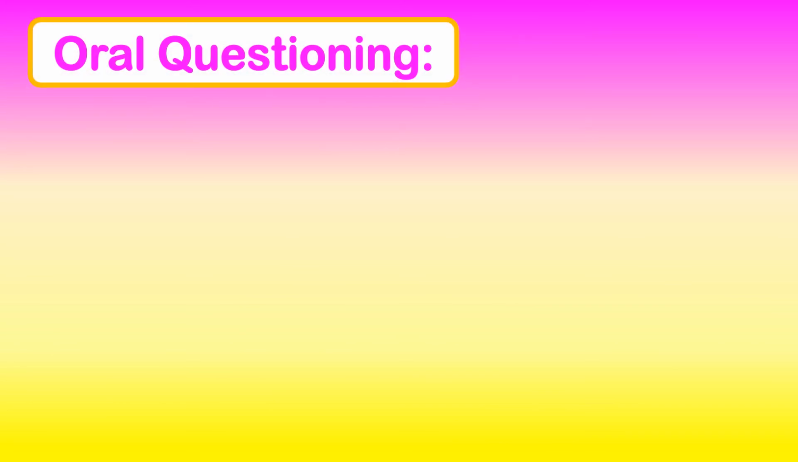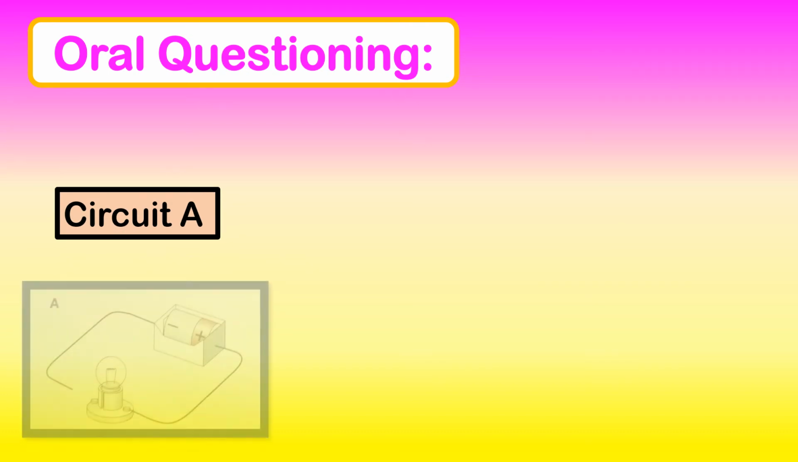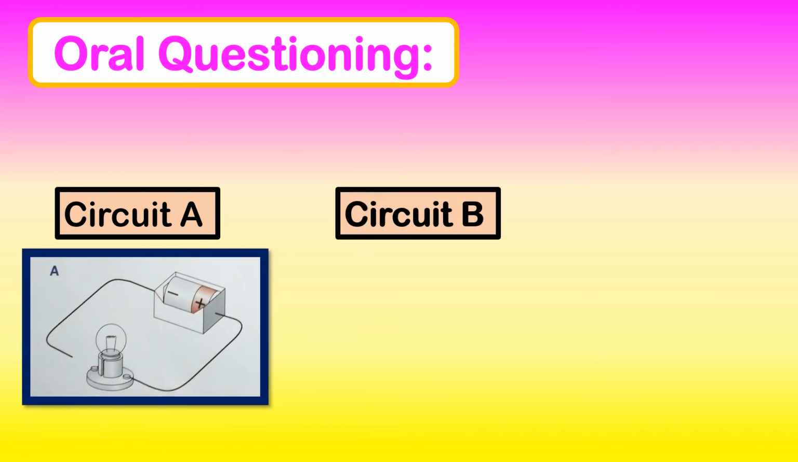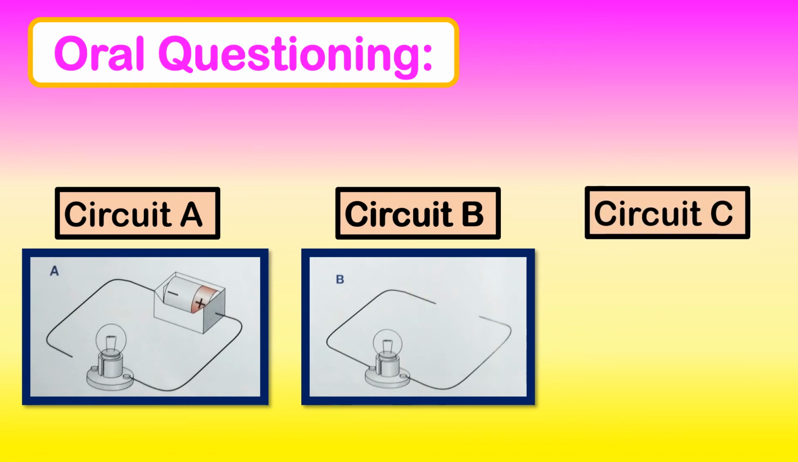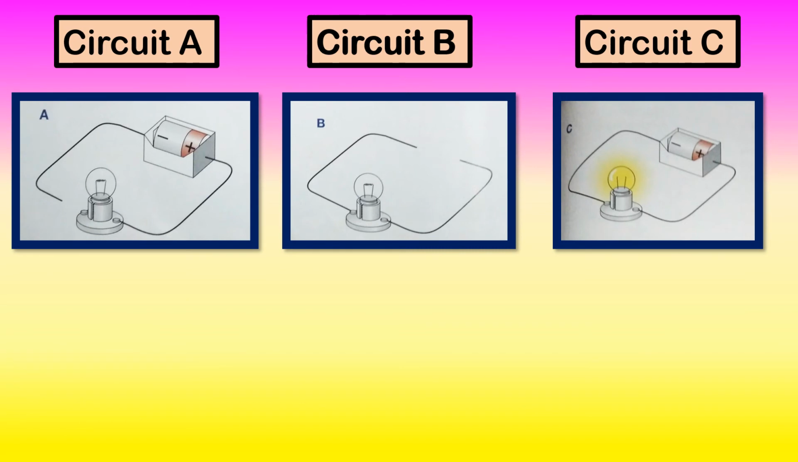Now, for your oral questioning, take a look at these circuits. Circuit A, B, and Circuit C. Which among these circuits will work? A circuit is a path through which electricity can move. Circuits need to be complete in order for lamps to light up. A complete circuit means that the components are all joined in the correct way and that the circuit is closed.